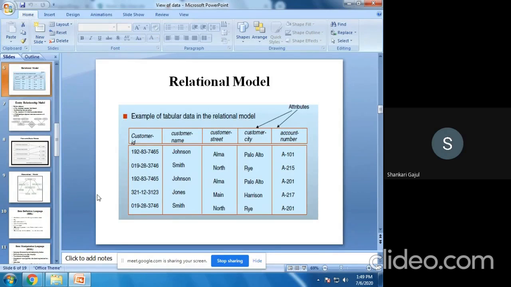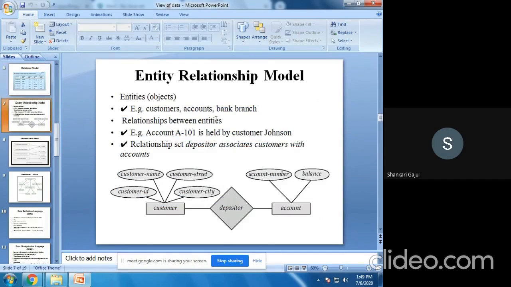So the relational model is a collection of tables to represent both data and the relationship among those data. What do we mean by relationship among those data? That we will discuss in the next type, the entity relationship model. This is the second type of data model. We simply call it the ER model. E stands for entity, R stands for relationship. So it is the entity relationship model.